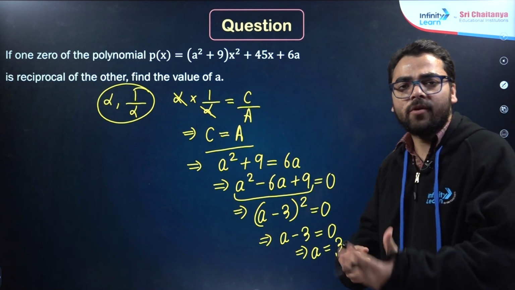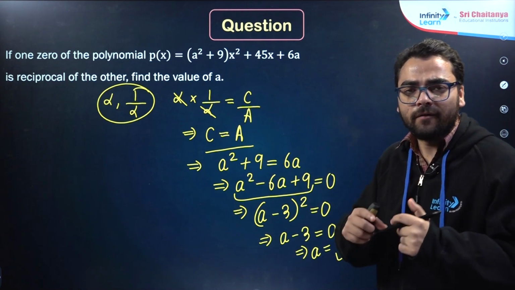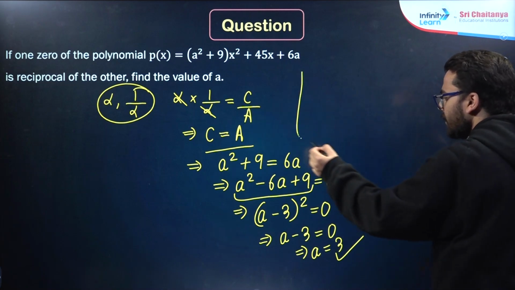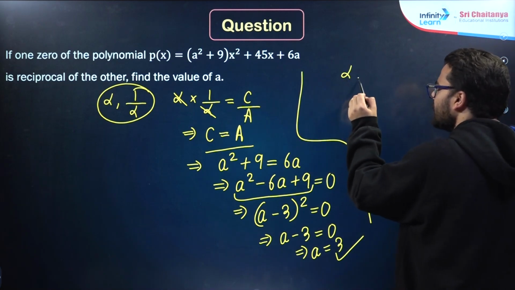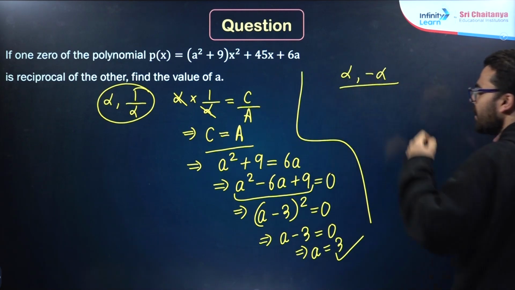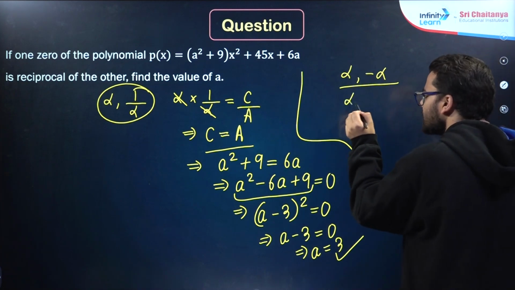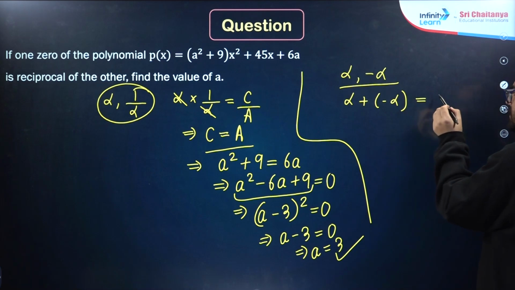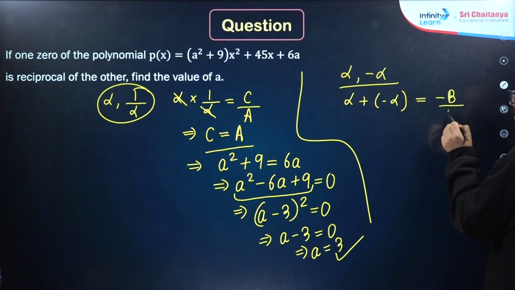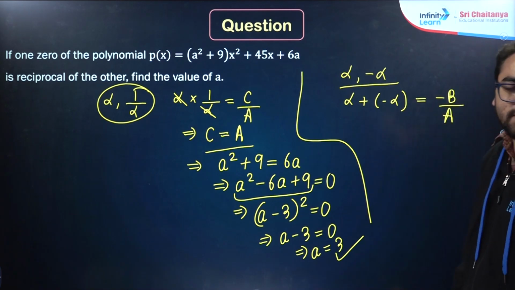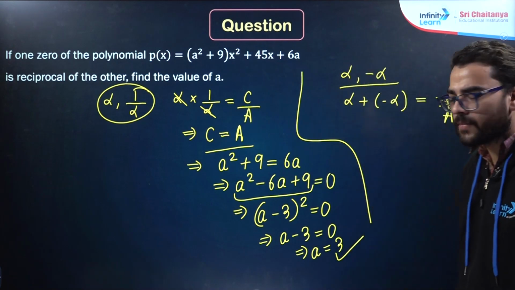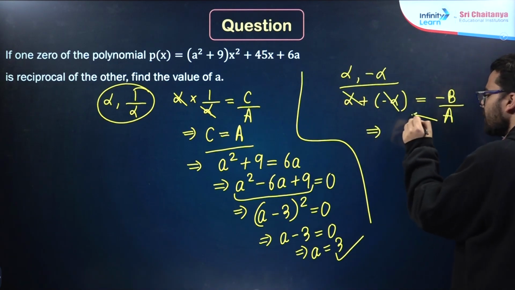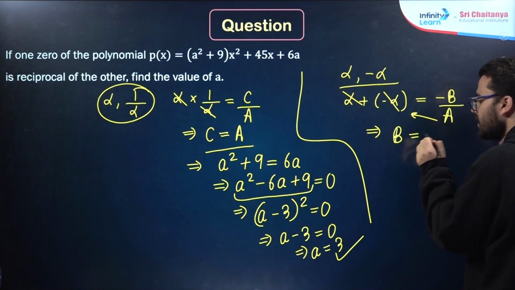Now one more type of question can be asked many a times, that one zero is negative of the other. It means if one zero is alpha, the other zero is minus alpha. So whenever you get a question like this, take sum of the zeros, that is minus b by a. For a quadratic polynomial, sum of the zeros is equal to minus b by a. So you see, this thing is equal to 0 only. So if you just cross multiply and simplify, you'll get b is equal to 0.